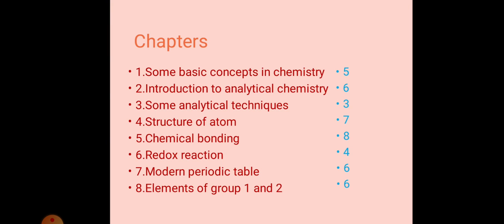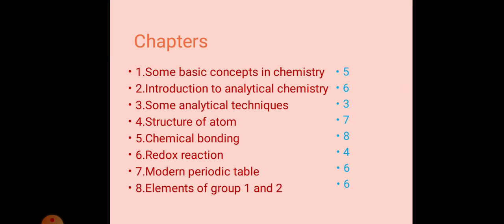The seventh one is modern periodic table, which carries 6 marks. In this particular topic, we are going to see how the modern periodic table was established. You must have studied the discovery of the periodic table, but in this topic, we will see the modern table based on the modern periodic law. It carries 6 marks. There are some periodic properties and their trends to be studied in this topic.